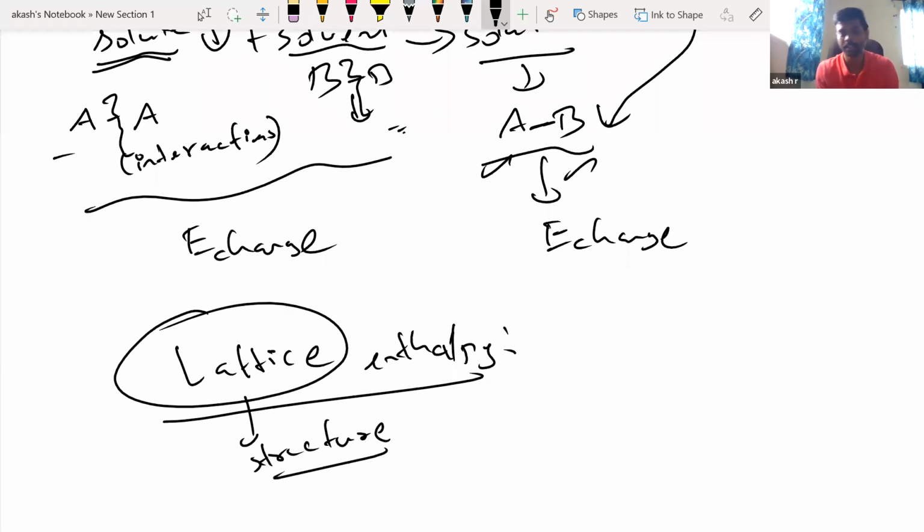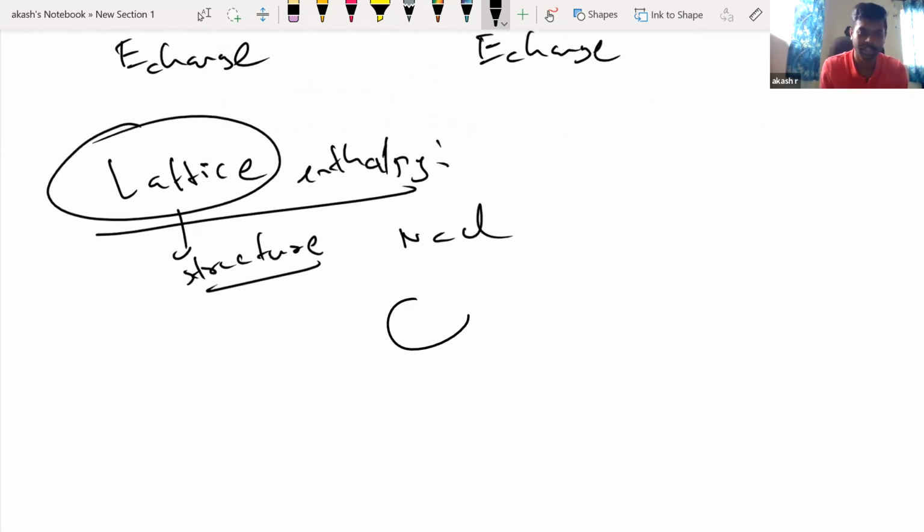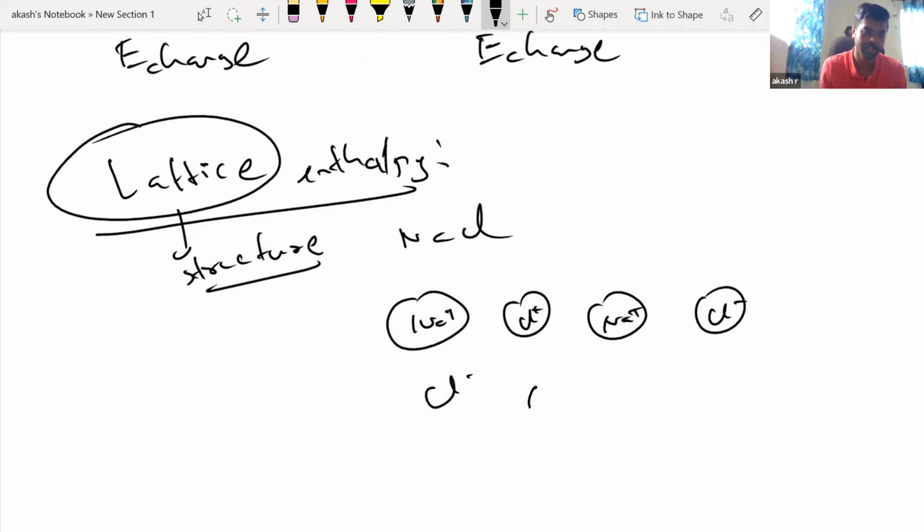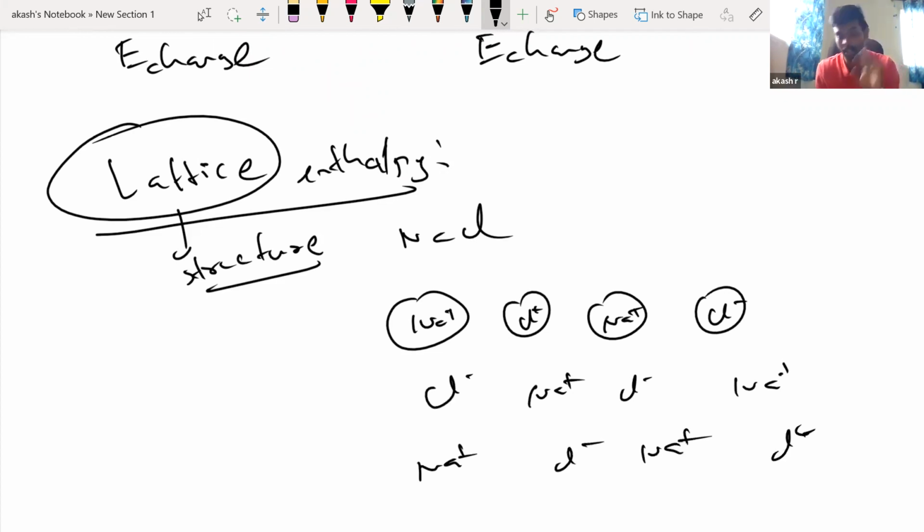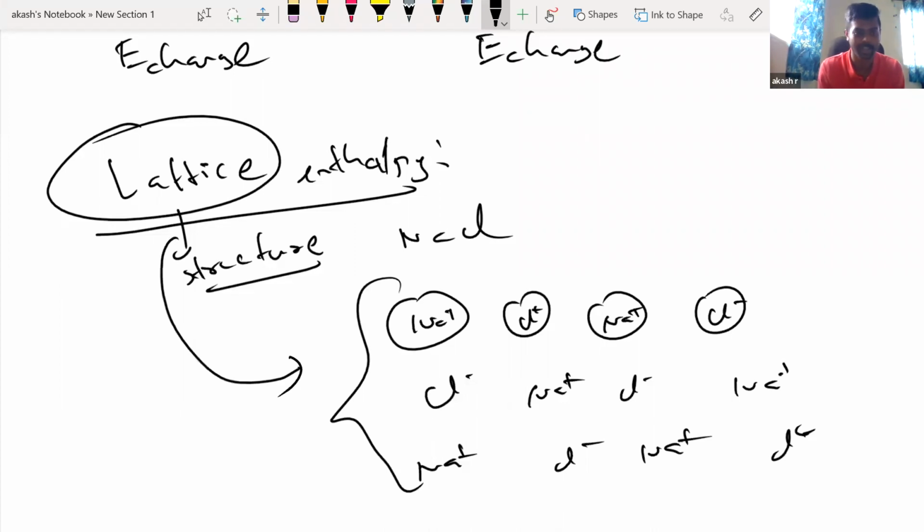right? See, for example, if I take NaCl, it will be forming like this: Na plus, Cl minus, Na plus, Cl minus, again Cl minus, Na plus, Cl minus, Na plus, Na plus, Cl minus, Na plus, Cl minus. You're seeing this only in 2D, but it can actually come in front of you and go back of the screen. It is going to be an entire arrangement. So this entire arrangement is what is called your lattice.